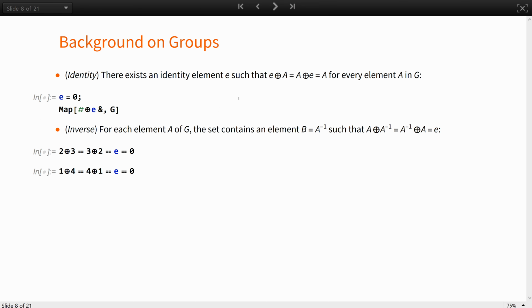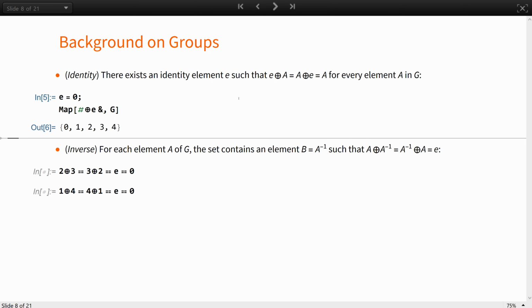Other properties of a group are identity and inverse. There should exist an identity element E, also denoted as I, such that E plus A equals A plus E equals A for every element A in G. For our example group, and commonly for groups with addition operation, this element is usually 0, as adding 0 to every element of the group results in the same element.